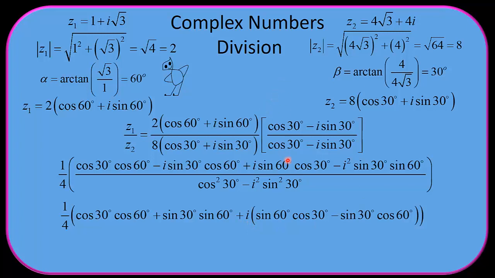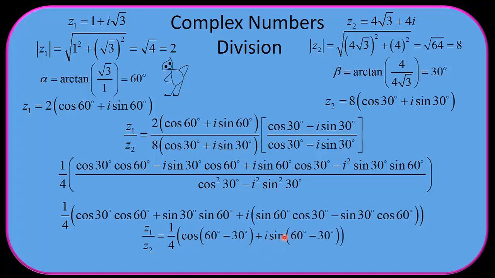Now, you might wonder, well, what happened to the denominator? Well, the denominator is cosine squared 30 plus sine squared 30. Because this negative I squared is just going to be a 1. So what I did was I replaced the I squared with negative 1, and what I had was cosine squared 30 degrees plus sine squared 30 degrees, and that's just equal to 1. So that whole thing went away. Now what we have is our result. Z1 divided by Z2 is this.